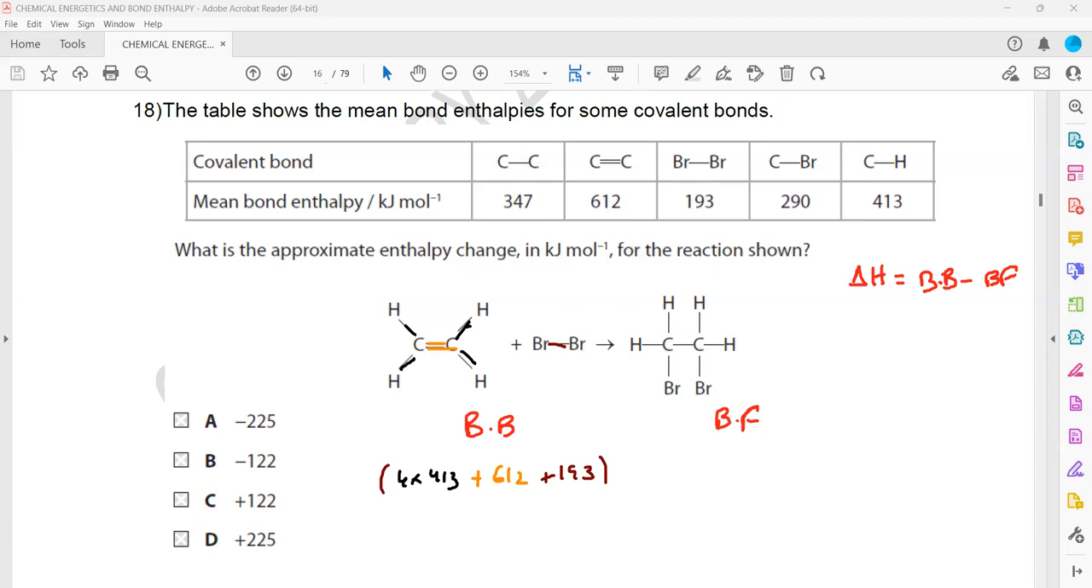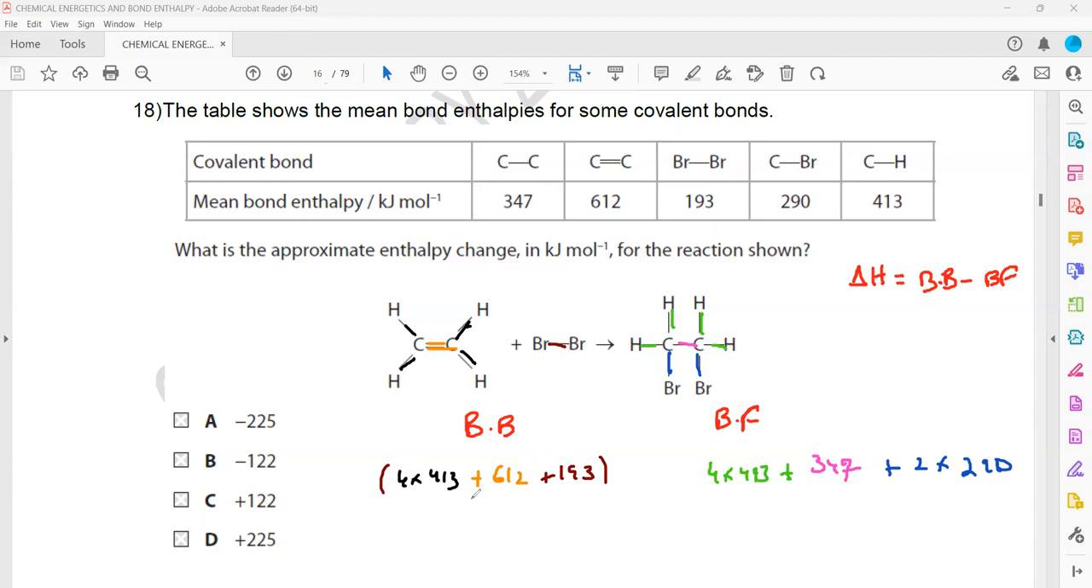About the bond forming energy, the product side is the bond forming. So 1, 2, 3, and 4 C-H bonds are there. So this will be 413 times 4. Plus, we have the carbon-carbon single bond, as you can see, 347. And then we have the carbon-bromine bonds, C-Br bonds. 1 and 2, two C-Br bonds are there. So this will be 2 into 290.